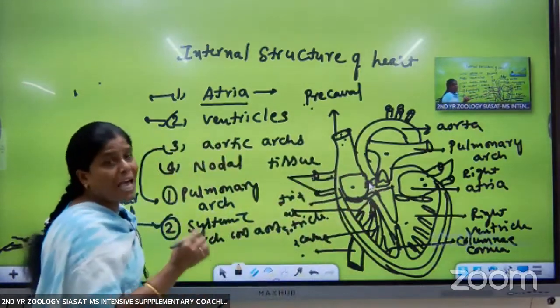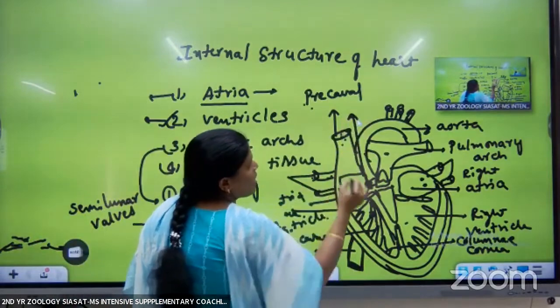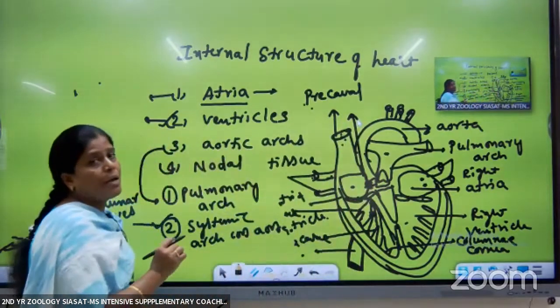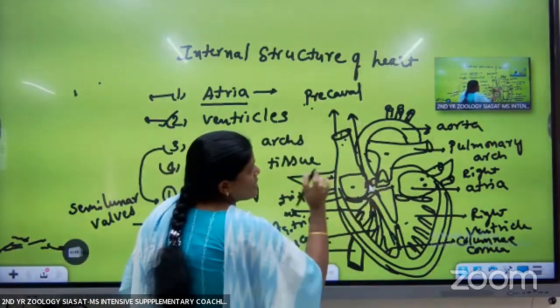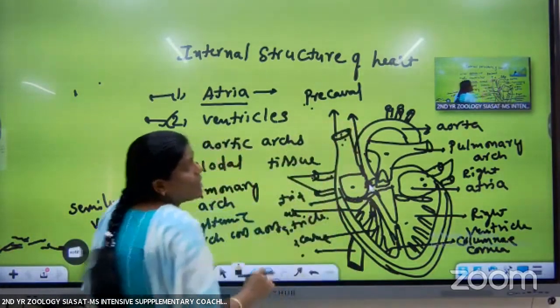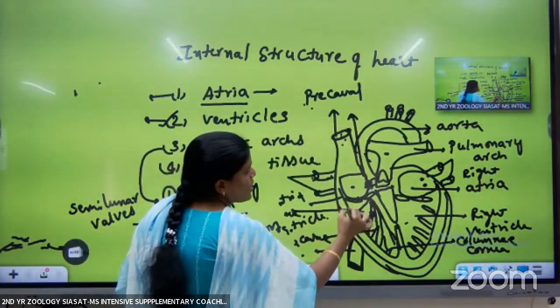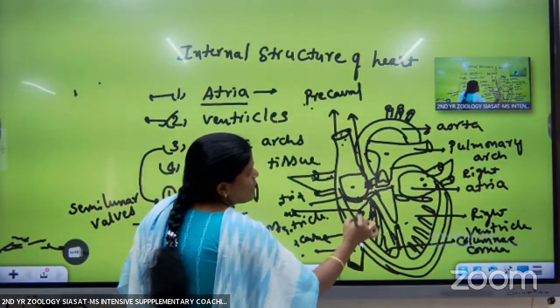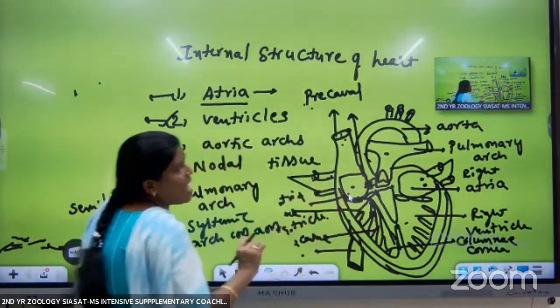Where the coronary sinus opens into the right atrium, one valve is present. That valve is called the Thebesian valve. It controls the blood flow inside the coronary sinus. One more valve is present. Where the postcaval vein, or inferior vena cava, opens into the right atrium, one valve is present.